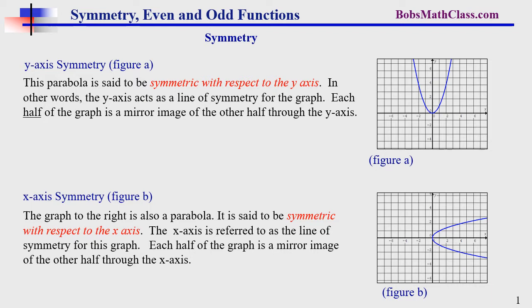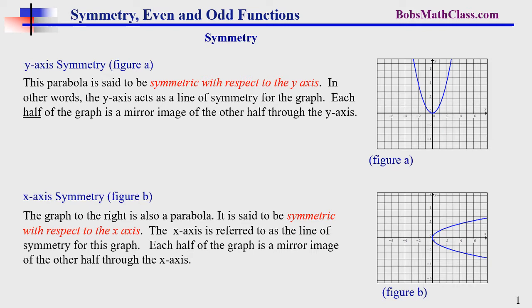So if you take any point on one side and go directly to the y-axis and then keep going the same distance, you'll get another point on the other side. Or think about that graph on a piece of paper. If you fold it where the y-axis is, it would be the same thing on the other side. You get the same imprint. That's called y-axis symmetry.